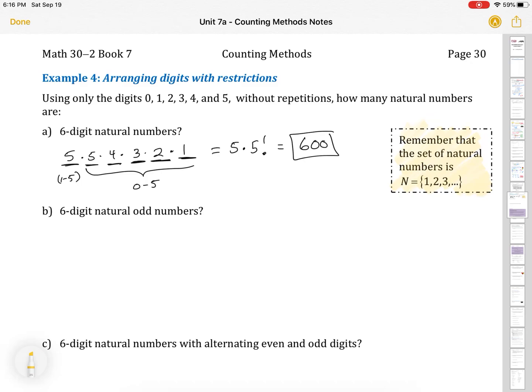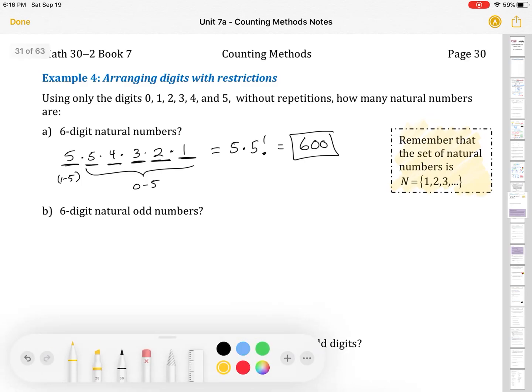Here's a little tip for you if you forget about your natural numbers. Remember, natural numbers start at 1. They don't start at 0.